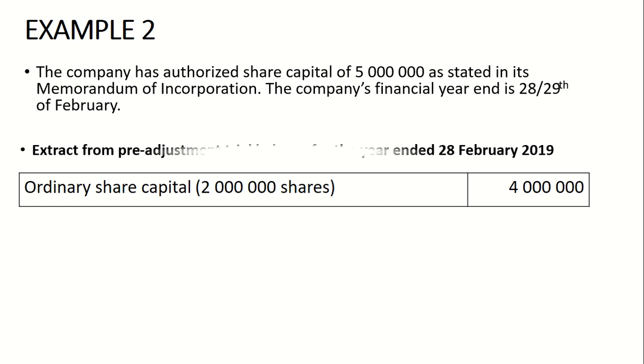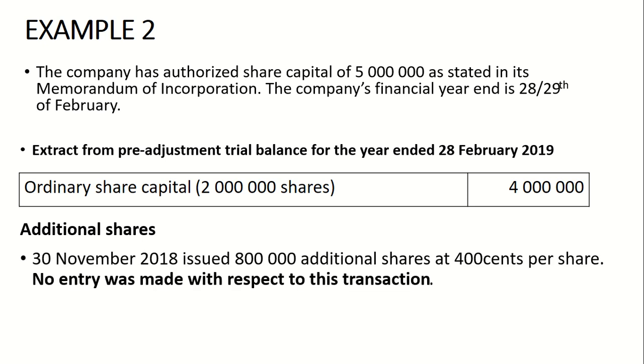Example number 2. A company has authorized shares and we have a balance at the beginning of the year, which is 2 million shares, which gave us share capital of 4 million, but we issued more shares, which is 800,000 additional shares at 400 cents per share. No entry was made with respect to this transaction, which tells us that this ordinary share capital balance that we have from the extracted pre-adjustment trial balance will simply be an opening balance. It will not be our closing balance.